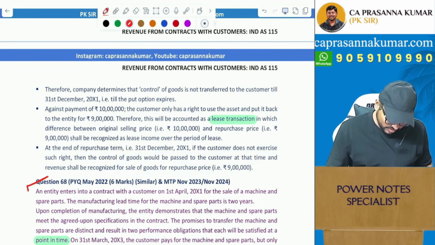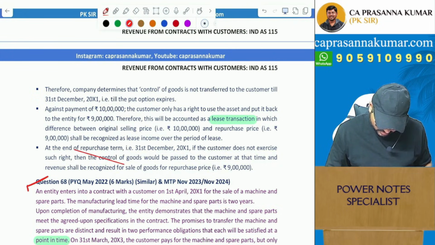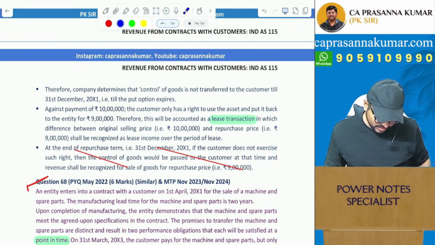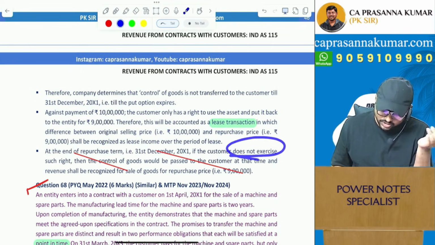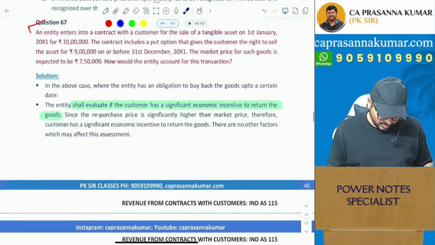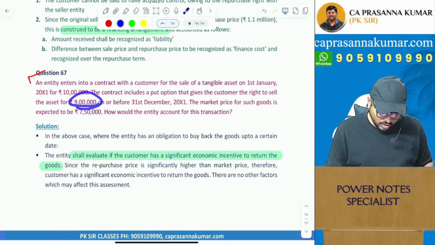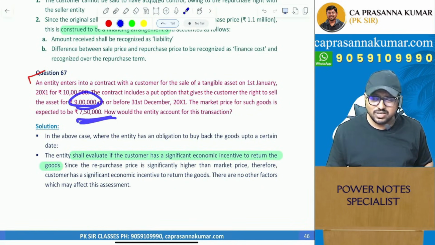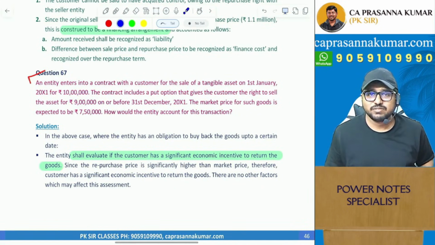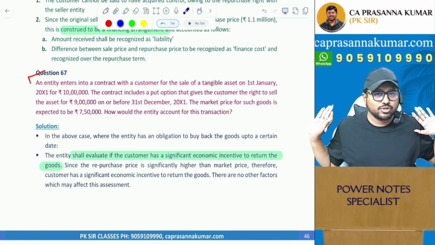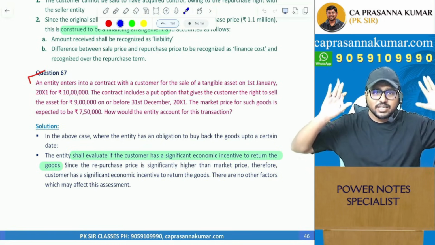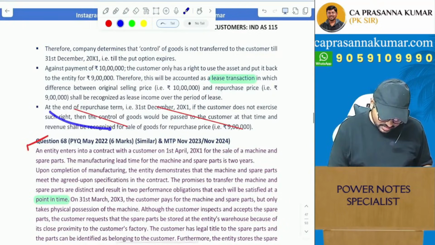So why did he give you this sentence? It doesn't make any sense, because it was clearly given in the question that he has got economic incentive. So the customer will exercise for sure. Where is the question of the customer not exercising? Because the customer has the option to sell it at 9 lakhs when the value in the external market is only 7,50,000. So the customer will exercise the option for sure. Therefore, it is a lease arrangement for sure. That's all. Lease arrangement entries only you will pass. There ends the matter. This sentence itself is irrelevant.